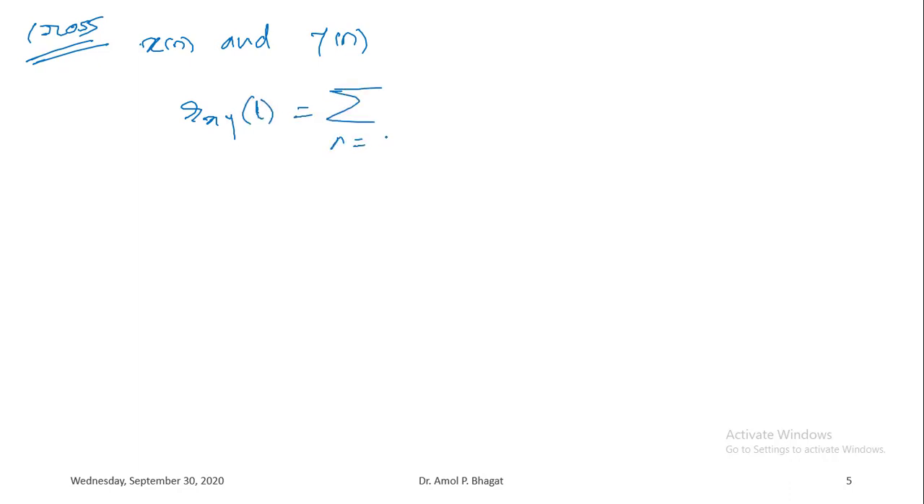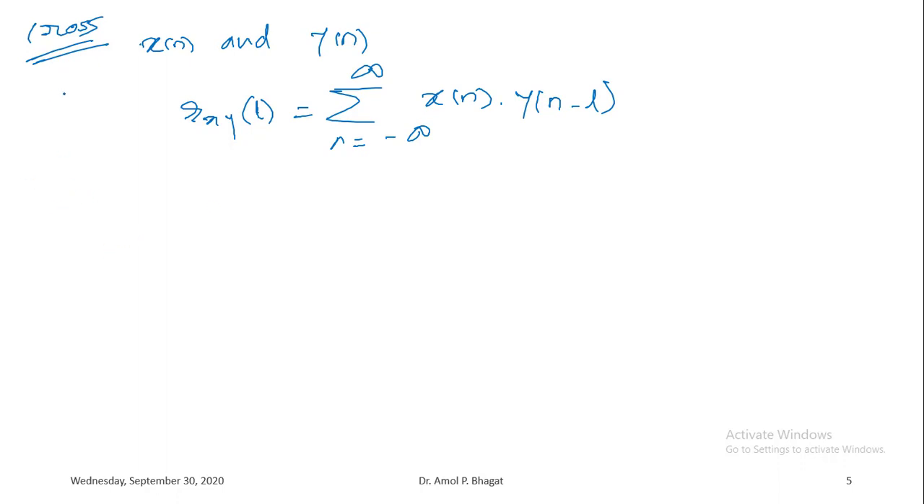Okay, so we will basically be using this formula, that is correlation, or cross correlation of x of n and y of n. We will be using this formula: r x y of L is equal to the summation from n equals minus infinity to infinity of x of n into y of n minus L.